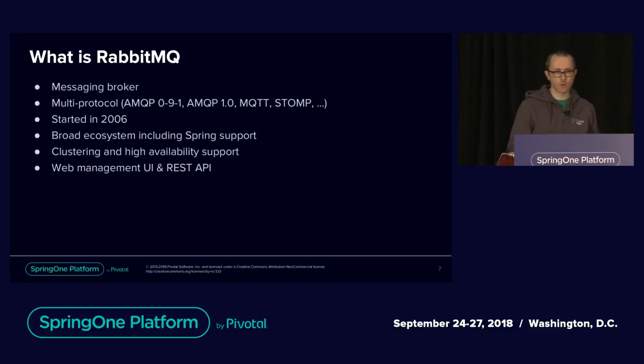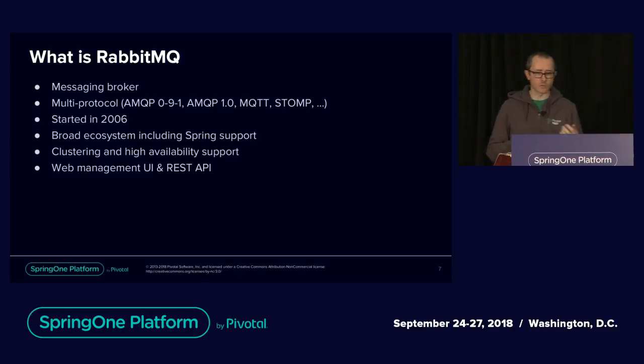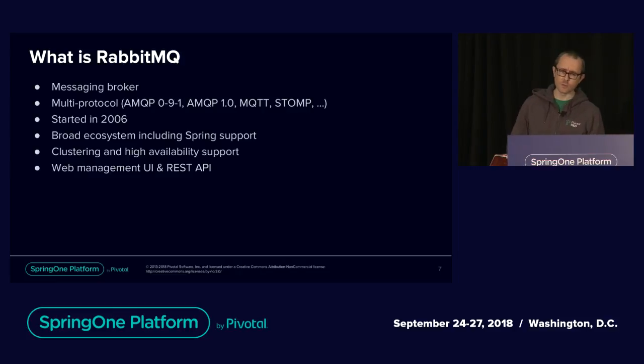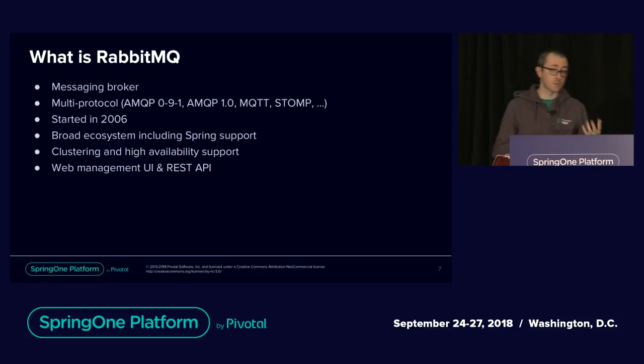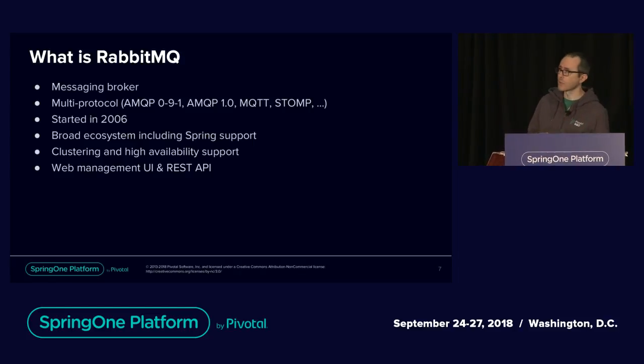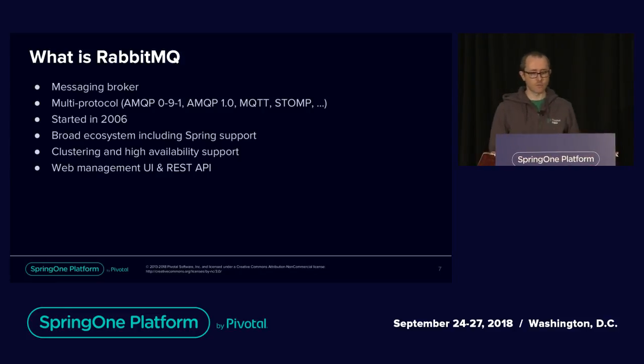So first, what's RabbitMQ? It's a messaging broker. It supports different protocols: AMQP in two main versions, MQTT, STOMP. It's quite an old project. It started more than 10 years ago. It has a broad ecosystem, including Spring support. It also provides support for clustering, high availability, built-in monitoring thanks to a web management UI and a REST API.